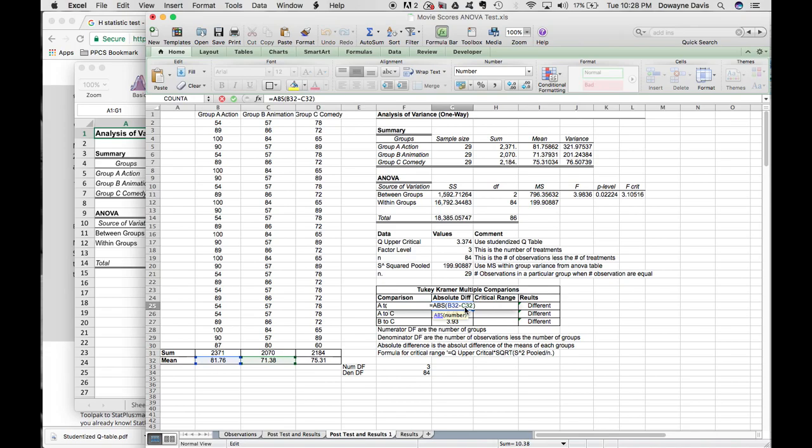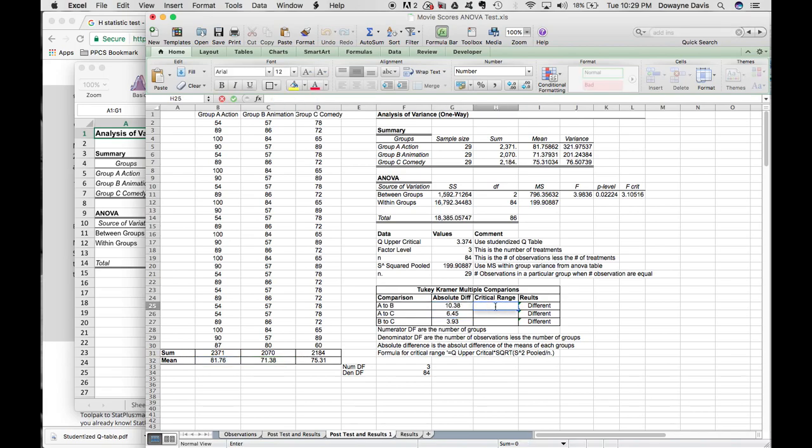I then need to know what my absolute difference is, the absolute value of the difference between A and B. So I have my formula there. My absolute value between A and C. So I have my formula there. And my absolute value between B and C. And just to be clear, this is the difference of the means between two groups, the absolute value. And to find absolute value, you'll type in the formula equal ABS, and then you'll get the absolute value.